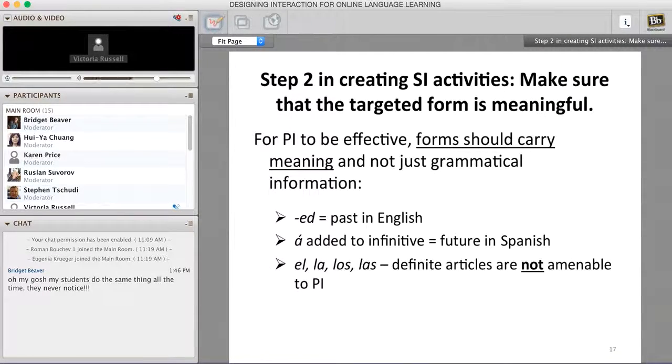The second step in creating structured input activities is to ensure that the targeted form is meaningful. In order for processing instruction to be effective, the targeted form needs to carry meaning. For example, the inflectional morpheme for the future tense in Spanish, it's an accented A. That encodes a future tense meaning, so that accented A is meaningful. However, definite and indefinite articles in Spanish, they only convey grammatical information such as number and gender. They're not amenable to PI. So it's important you know what language you're teaching. You need to decide, is that targeted form meaningful?